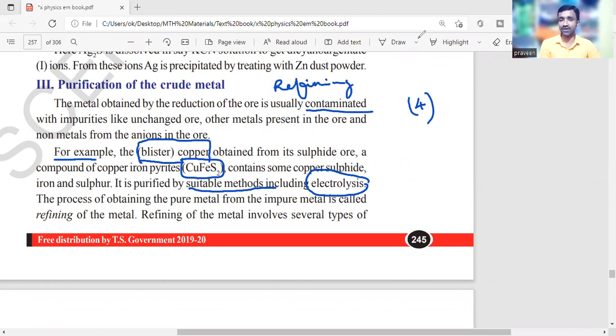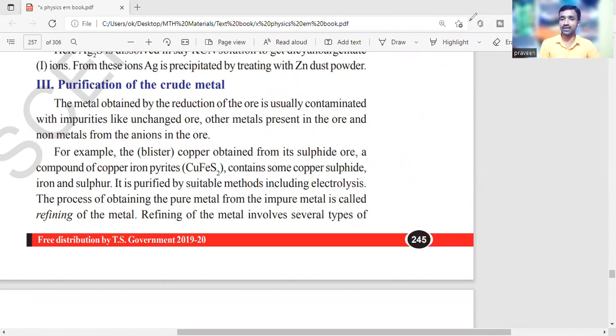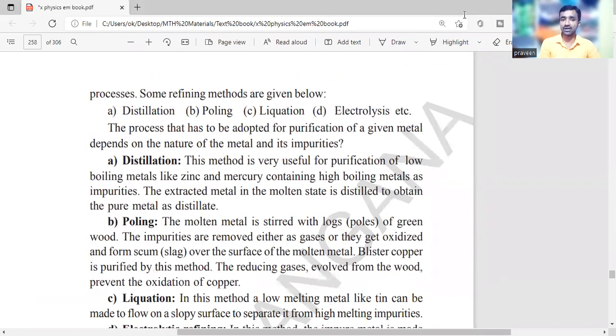Here the important refining methods are given, simply 4 methods. You can understand these 4 methods well. Mainly we are discussing here: distillation, poling, liquation, and the electrolysis process. Distillation you already learned in your 6th class.